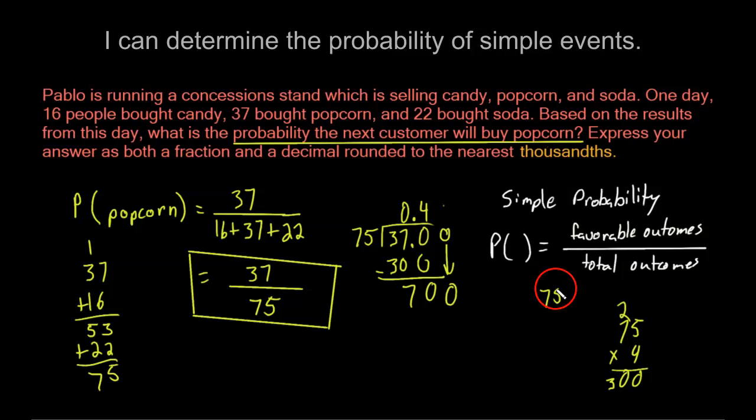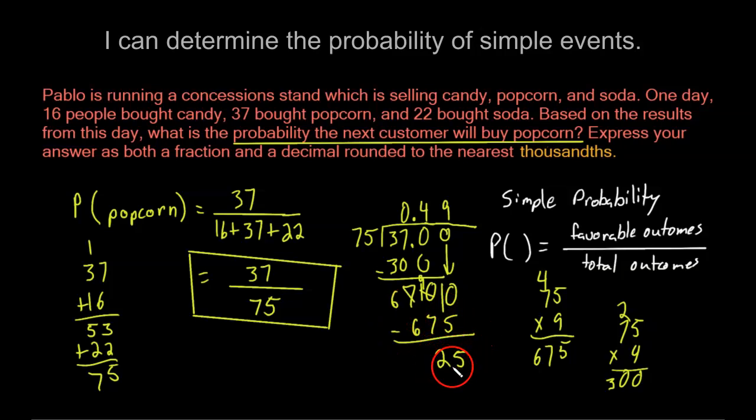Let's go 75 times 9 just to see what that is. 5 times 9 is 45. 9 times 7 is 63, plus 4 is 67, so 675. That's under 700, so we're good to go there. So 9 times gives us 675, and we get a remainder of 25, and we add an extra 0.